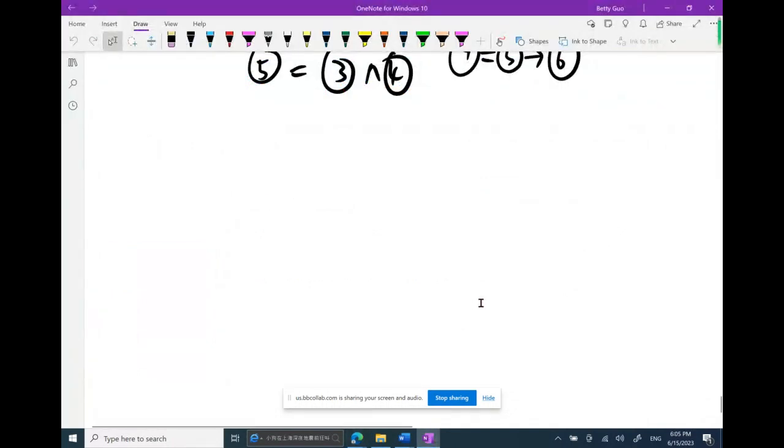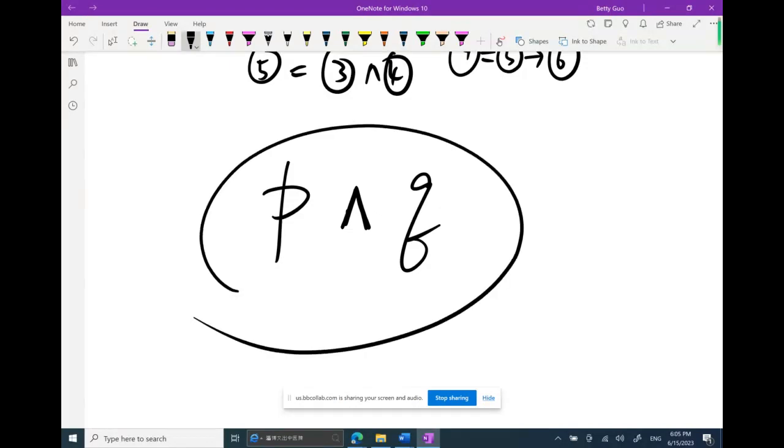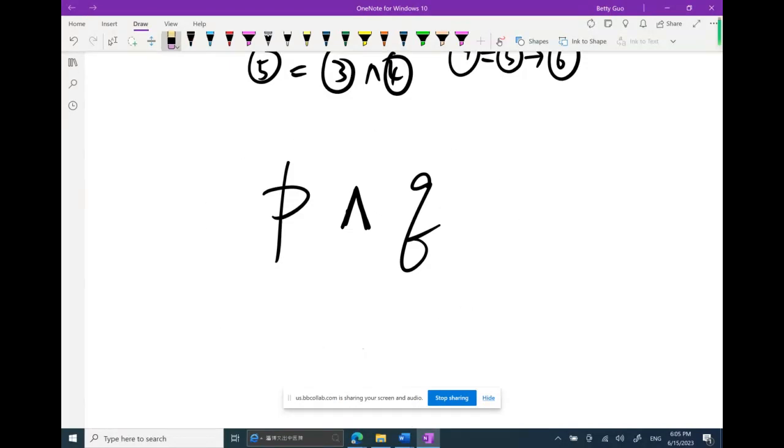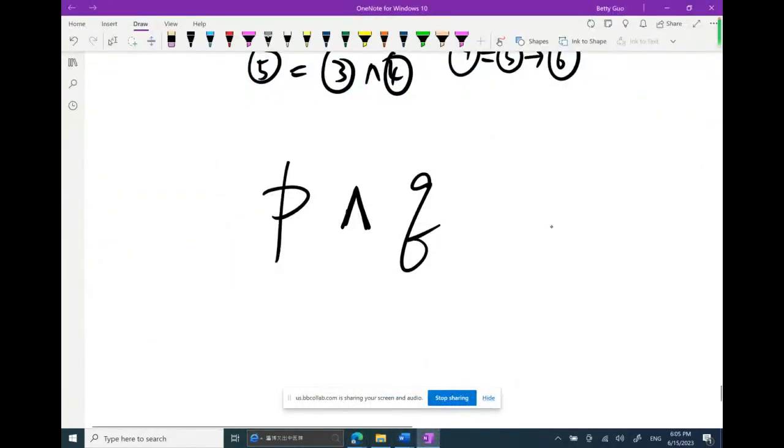So earlier we talked about the negation, right? Conjunction. Let's say P and Q are two simple statements. If we have this symbol in between the two statements, we have a compound statement. And this compound statement is called a conjunction. So this is conjunction.